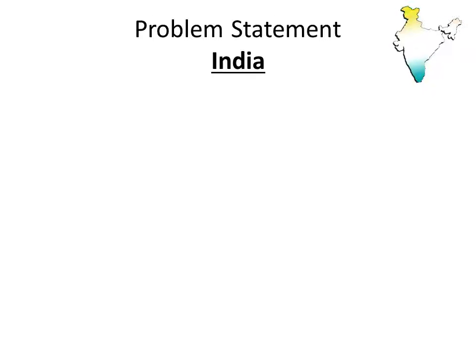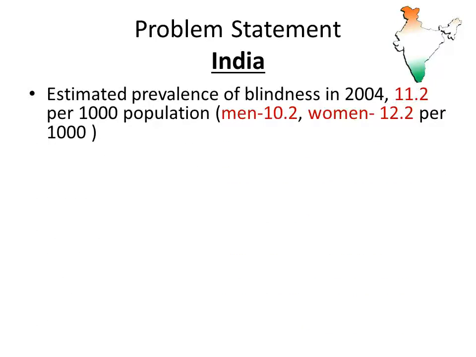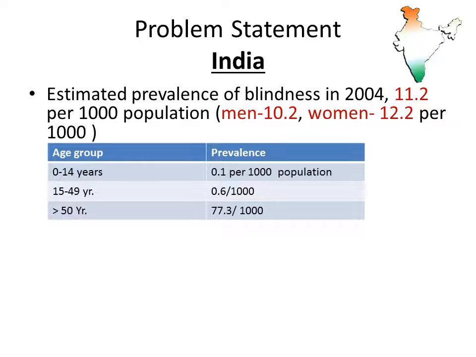Problem statement in India. The estimated prevalence of blindness in India is 11.2 per 1,000 population, slightly lower in men and higher in women. This is the age group wise prevalence of blindness. The 0 to 14 years is 0.1 per 1,000, 15 to 49 years 0.6 per 1,000, and in those more than 15 years of age, this age group has a dramatically high prevalence of blindness as 77.3 per 1,000 population.